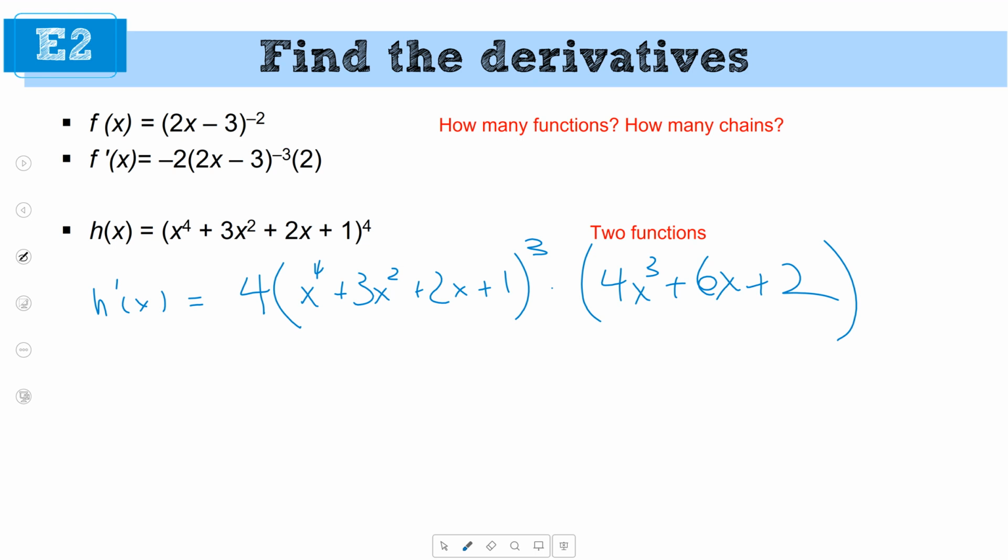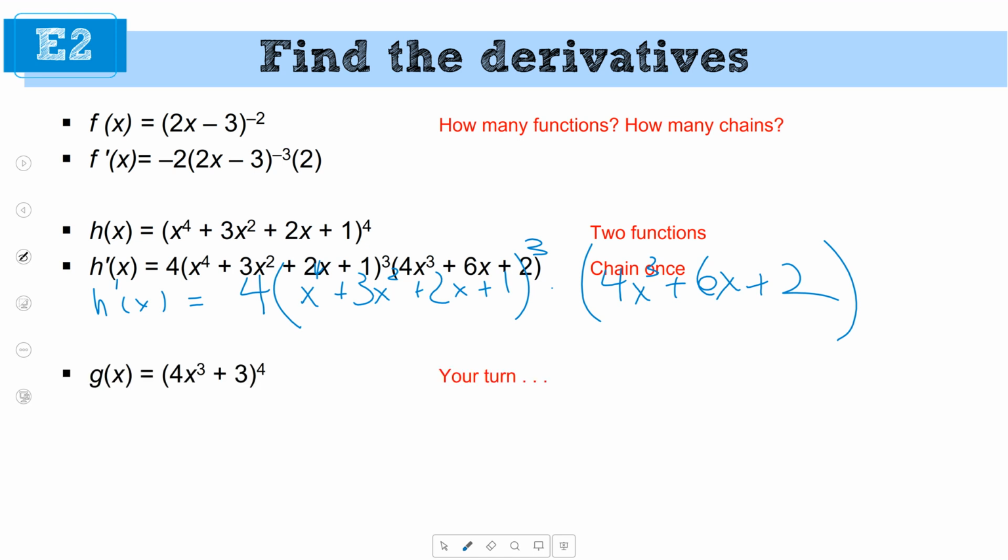Rolling right along. This is fun, right? Yes. All right, you do this one.